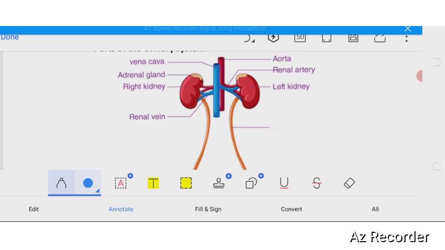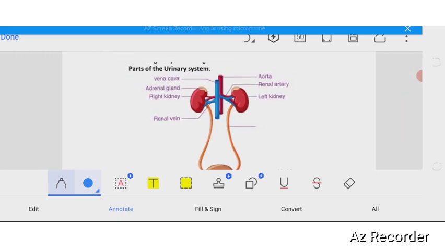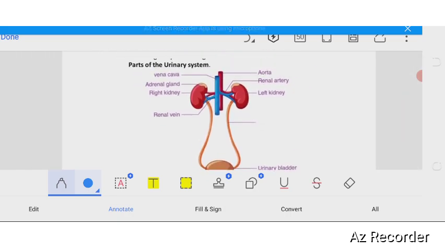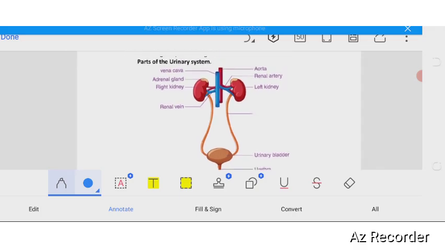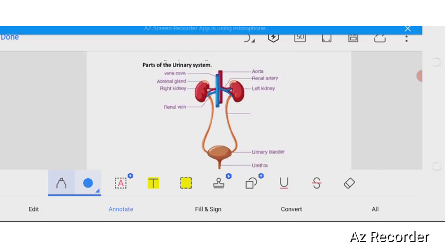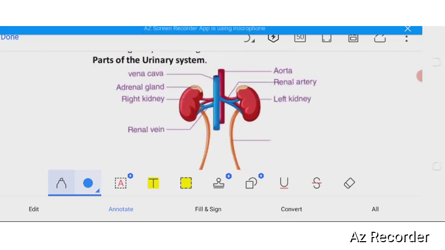But without further ado, let's go straight to the diagram of the urinary system. So this is how the diagram of the urinary system looks. I hope you can see it. Learners, you are supposed to know how to draw it and at the same time how to name it. So I'll take you through the diagram.